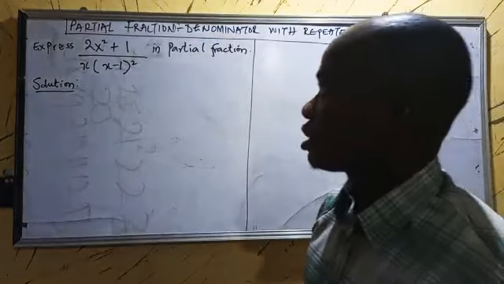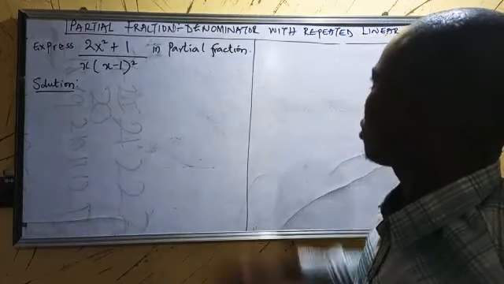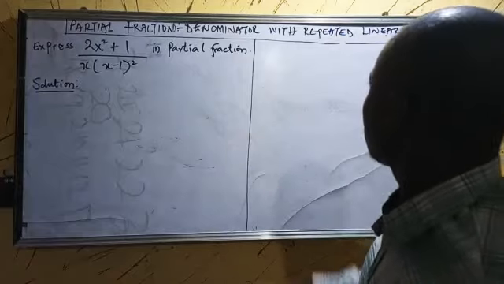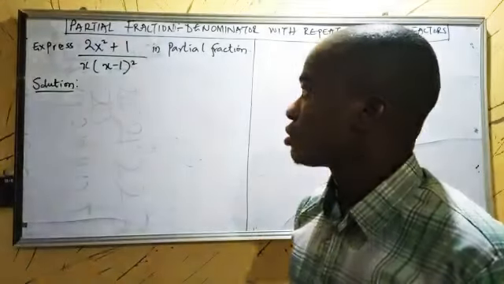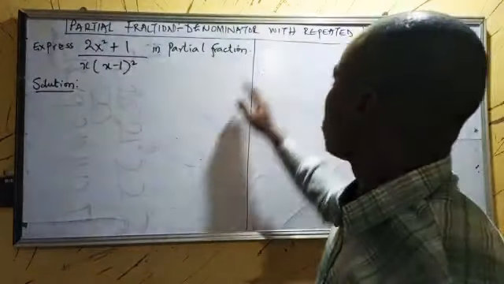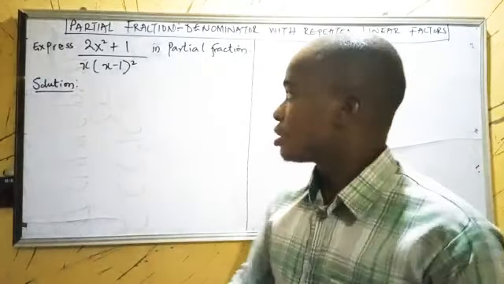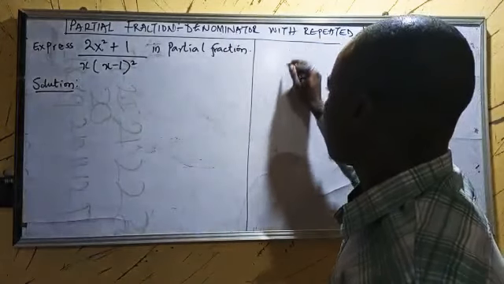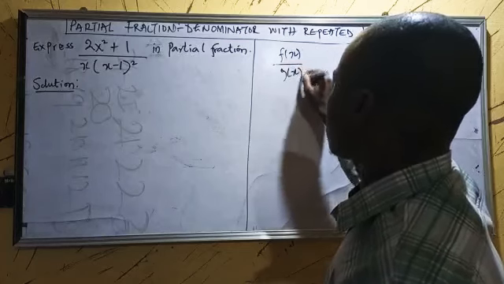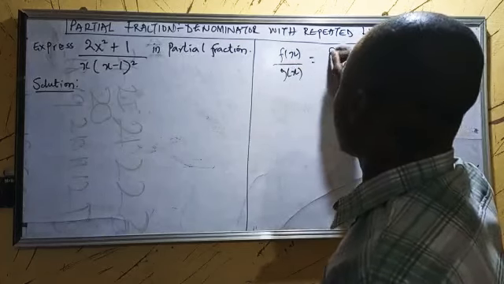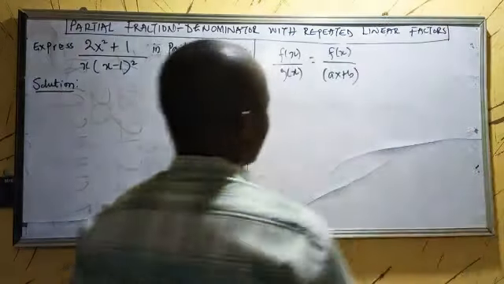So today we are going to be looking at another aspect of partial fractions, that is with denominators with repeated linear factors. That is when you have a rational function having a denominator with repeated linear factors. So what am I talking about? We have something like this: f of x over g of x, and g of x has a denominator in this form: ax plus b raised to power n.